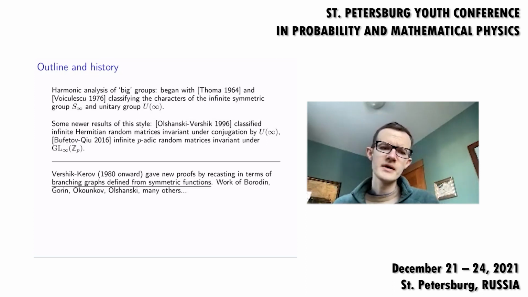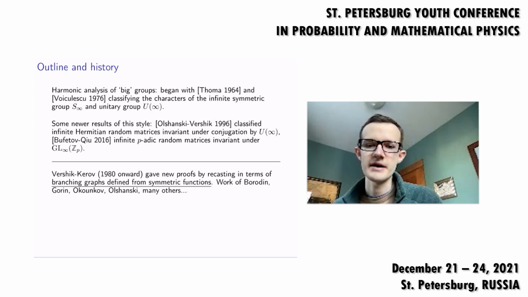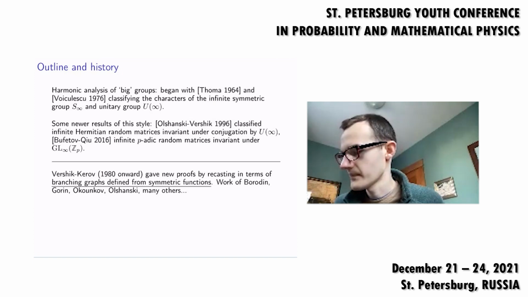So there was this sort of program of Vershik and Kerov, where they gave new proofs of these results, such as the ones of Thoma and Voiculescu, and sort of new directions of generalization by recasting them in terms of branching graphs defined from symmetric functions. And there's also been a lot of work in this direction by many, many people, and I'll just mention Borodin, Gorin, Okounkov, and Olshanski, but really many people have worked on this.